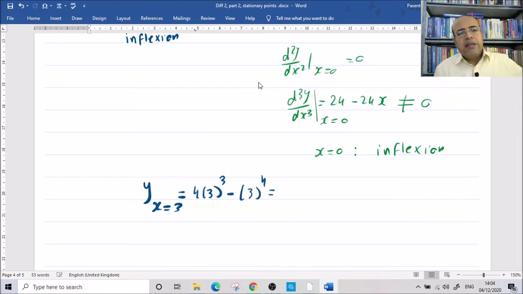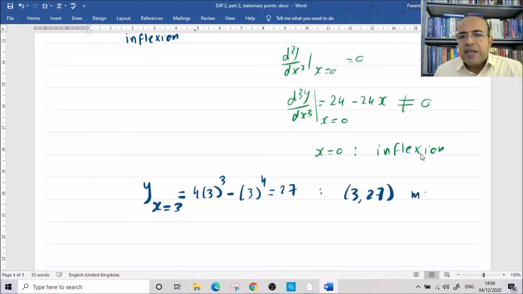We use the calculator to get this value. 4 multiply 3 to the power 3 minus 3 to the power 4. It is 27. So the point (3, 27) is the maximum point. Remember this maximum point. If we need the maximum value of the function, it is 27.